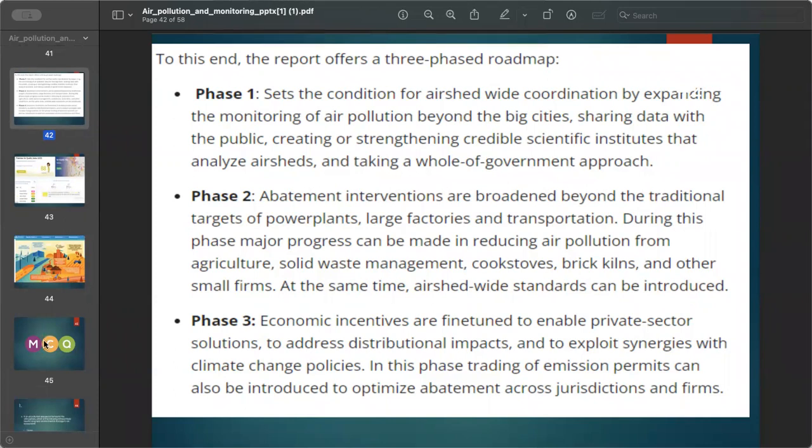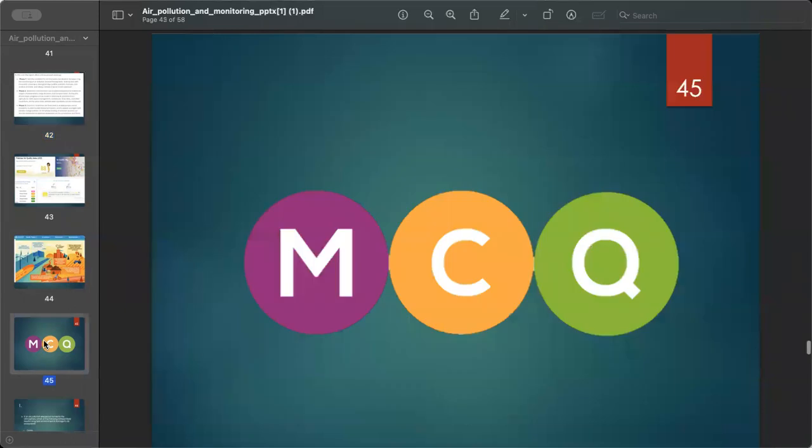Phase three: economic incentives are finely tuned to enable private sector solutions, to address distributional impact and to exploit synergies with climate change policy. In this phase, trading of emission permits can also be introduced to optimize abatement across jurisdictions and firms.